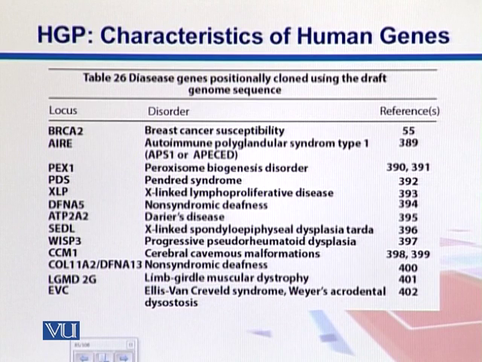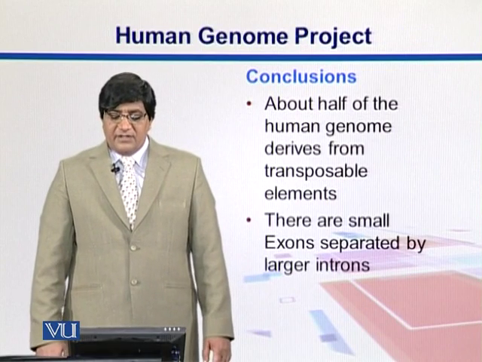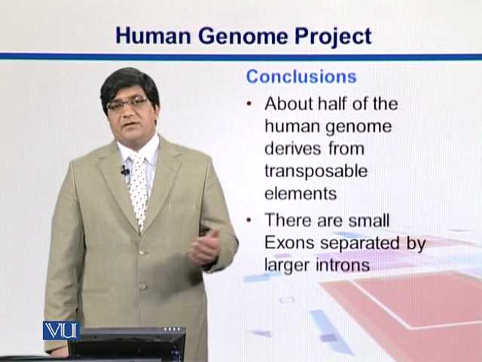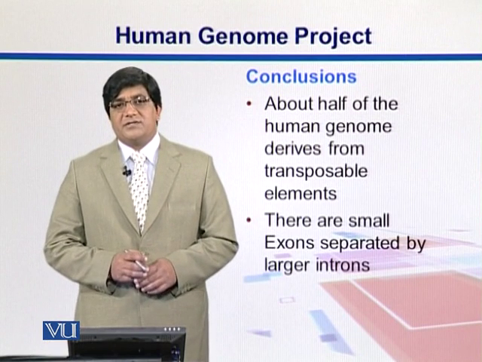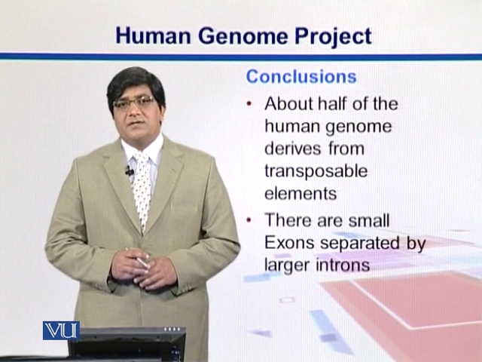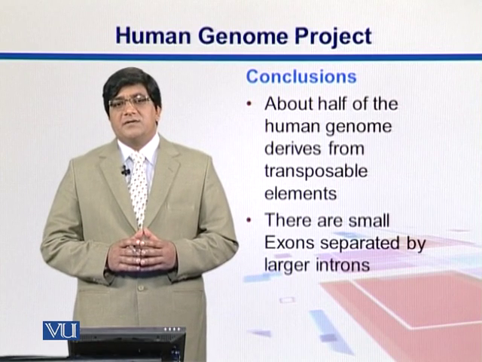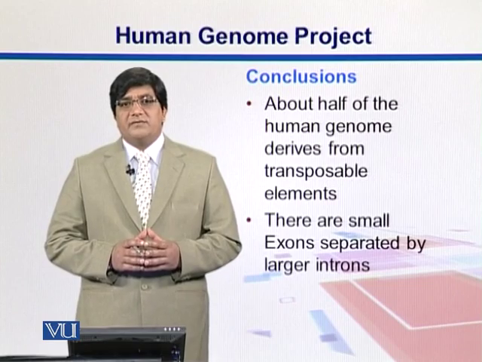Topmost is BRCA, the breast cancer susceptibility gene, and there are other genes which you can look into. Obviously it helped explore the genes which are causing different diseases in humans. So what we have seen here is that the human genome has small exons which are separated by larger introns, and the proportion of coding sequences in the human genome is relatively smaller.